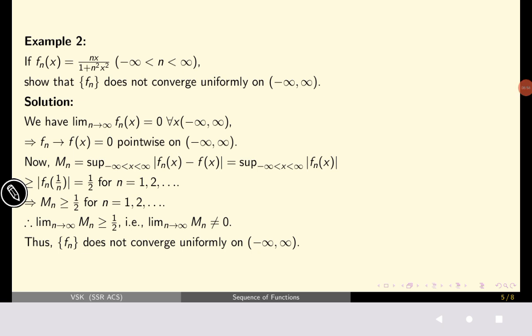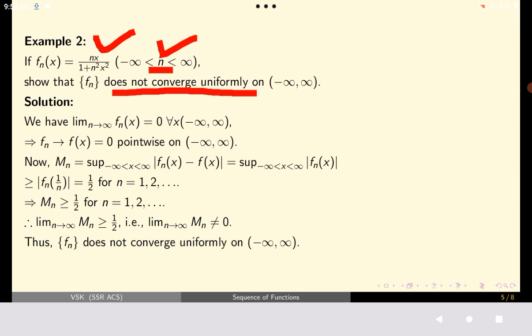Now let us take example number 2. Let f_n(x) = nx / (1 + n²x²) when x lies in this interval. Show that f_n converges pointwise but not uniformly on minus infinity to infinity. So let us first find the pointwise limit. The limit as n tends to infinity of f_n(x) will clearly be 0. So f_n converges to f(x) = 0 pointwise on this interval.